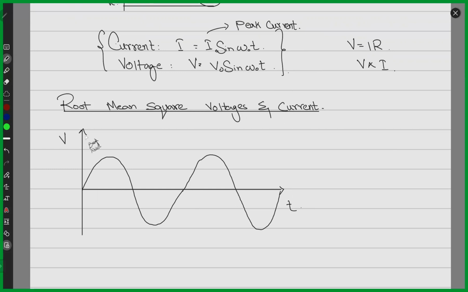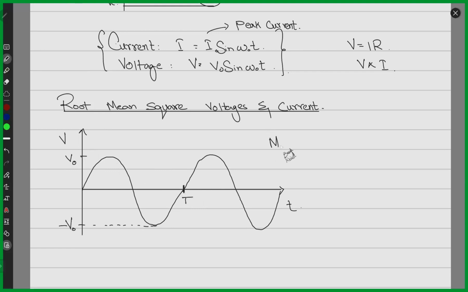So this would be some value V naught, right? Would you agree that this would be the peak voltage of this graph? Yes. Okay. And corresponding to that, there is minus V naught on the opposite side. This is one cycle, so that's the time period of the oscillation.